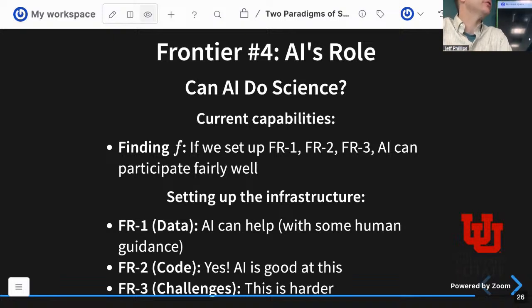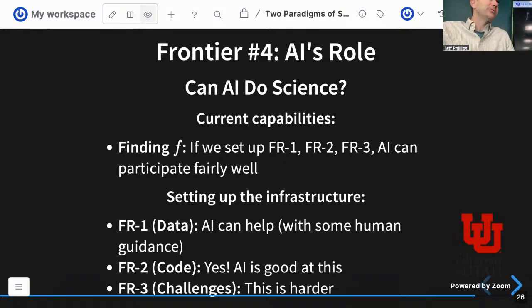All right, so this I think is maybe a bigger question: can AI help us do science itself? Now that we've written down this process, can we train an AI to take part in this process or to guide this process? If we set up frictionless reproducibility 1, 2, and 3, AI can actually participate fairly well in this. It just needs to train the F.